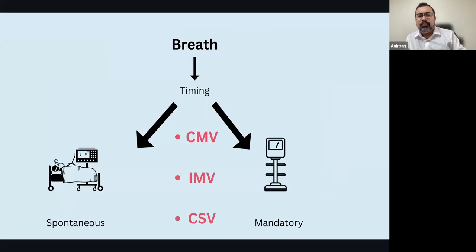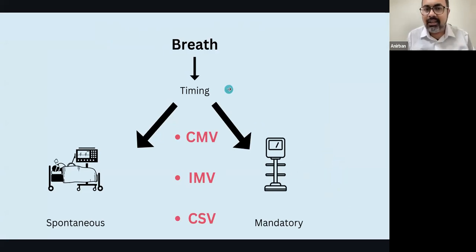So based on the timing, who controls the timing of the breaths? It can be a spontaneous or a mandatory breath. A spontaneous breath, by definition, is a breath which is initiated and terminated by the patient. The patient's inspiratory effort has initiated it and the patient only will terminate the breath.